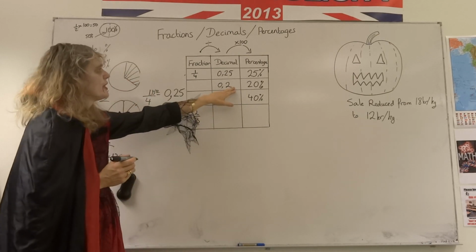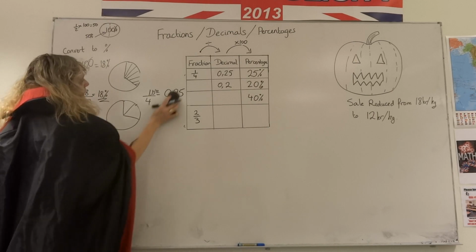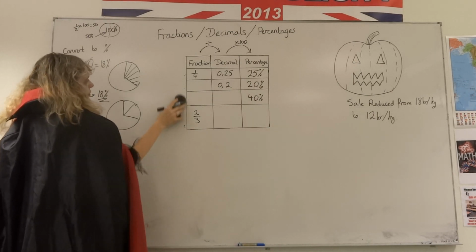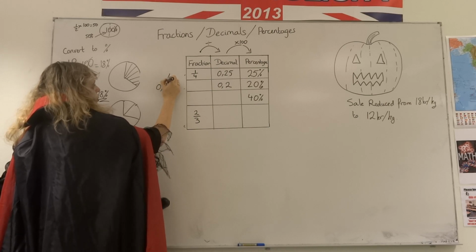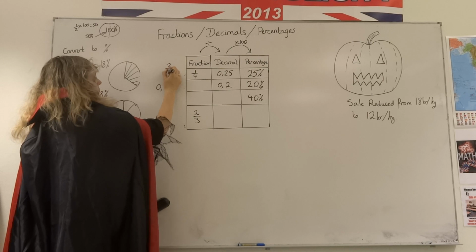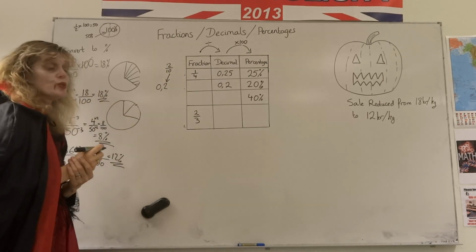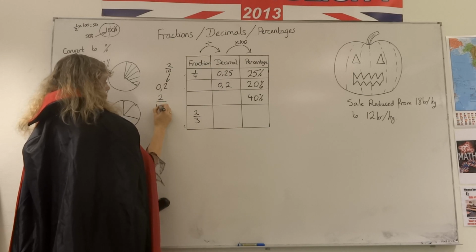How would we change this one then, 0.2, back into the fraction? How would we go backwards? We have to think of what the number 0.2 is. This number is actually representing how many tenths we have. And here we have 2 tenths. So 0.2 is equivalent to the fraction 2 tenths.